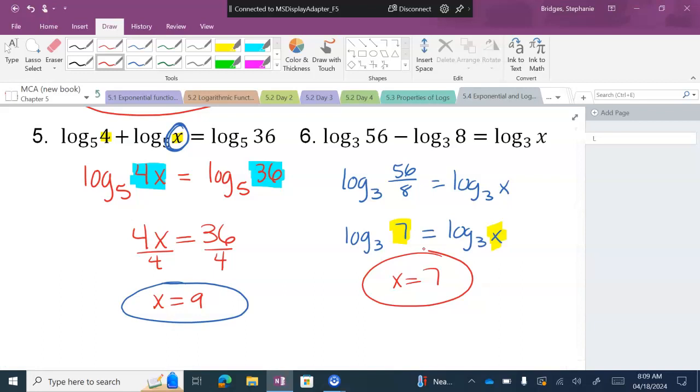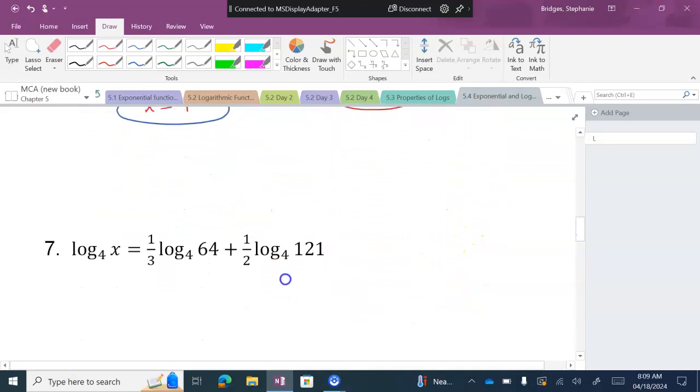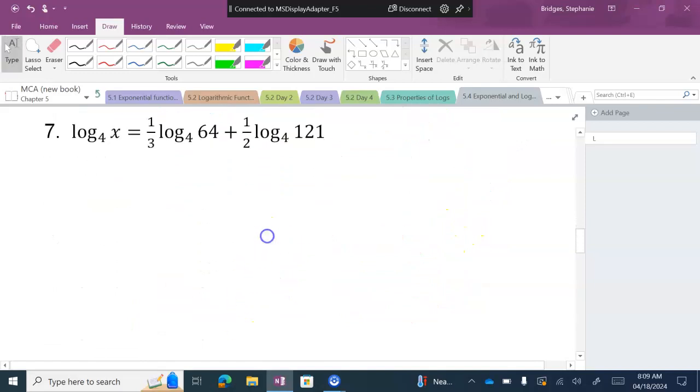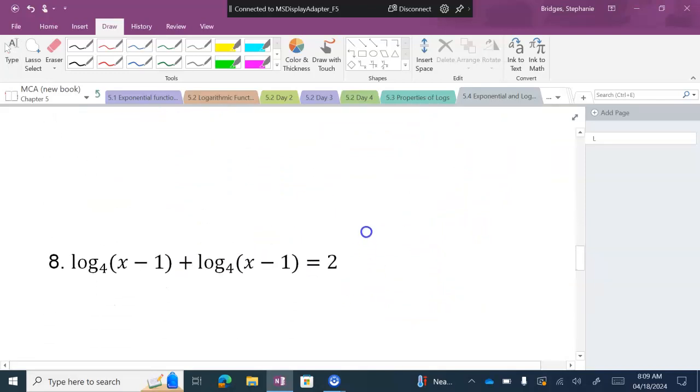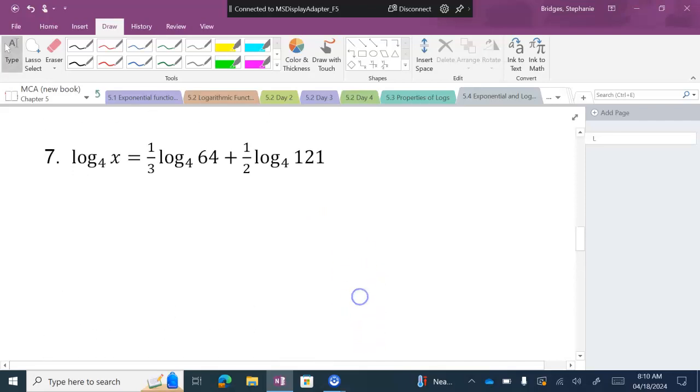Kind of, sort of. All right, let me look and see what I got. I got some that we need to get to. I just don't. Ooh. All right. We're going to do this one.